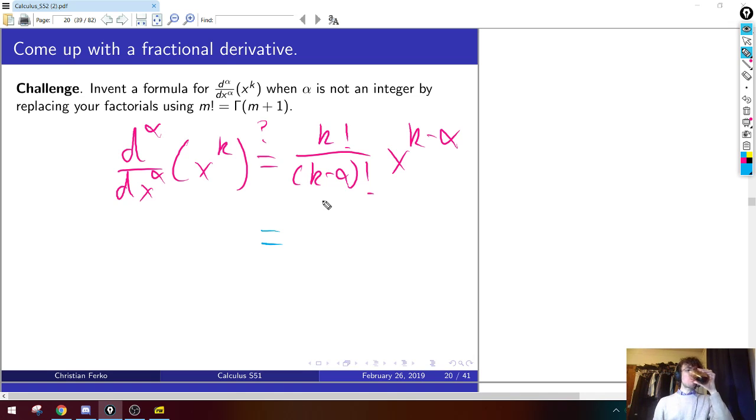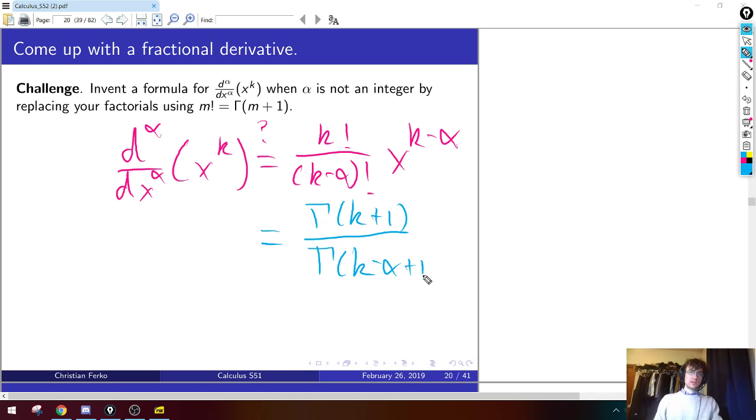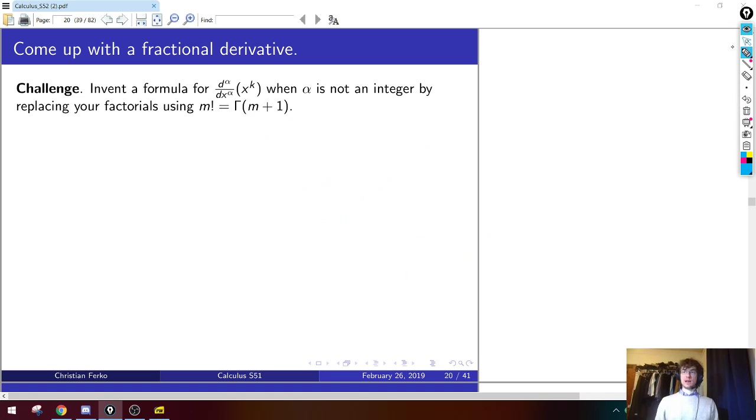Equals gamma of k plus 1 over gamma of k minus alpha plus 1, times x to the power of k minus alpha. Yes, perfect. So modulo my small confusion about what the denominator should be in that formula, now we see why gamma is useful. Because gamma gives you an automatic way to take any formula which works for integers because it involves factorials, and you simply replace all of the factorials with appropriate gammas shifted by ones, and now for free you get a formula which works for real numbers, continuous, not just integers.